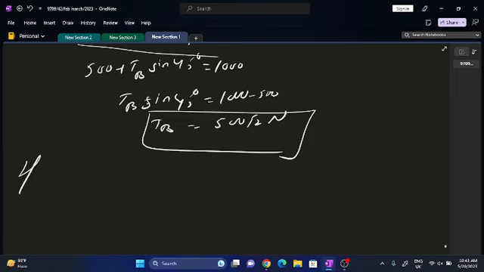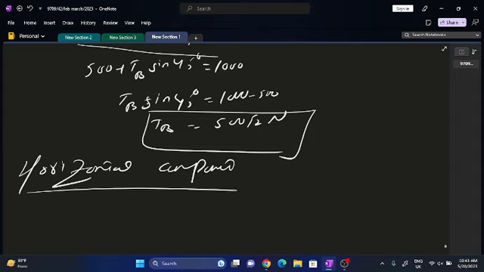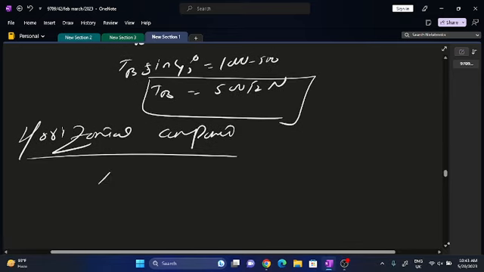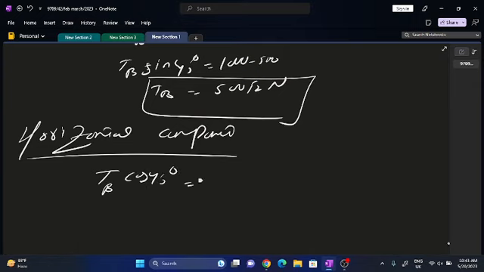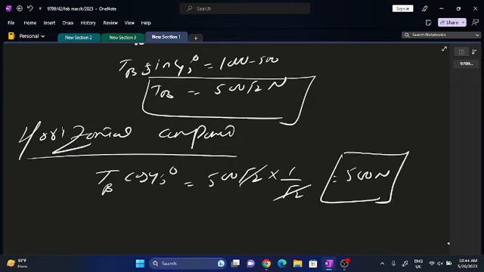Now calculate the horizontal component. The horizontal component is also due to TB only, because TA is 0. So you have just TB cos of 45 degrees, which equals the TB value, 500 times square root 2, times cos of 45, which is again 1 by square root 2. These cancel and your answer comes out as 500 newtons. So that is your final answer for the whole question. Hope you understand.